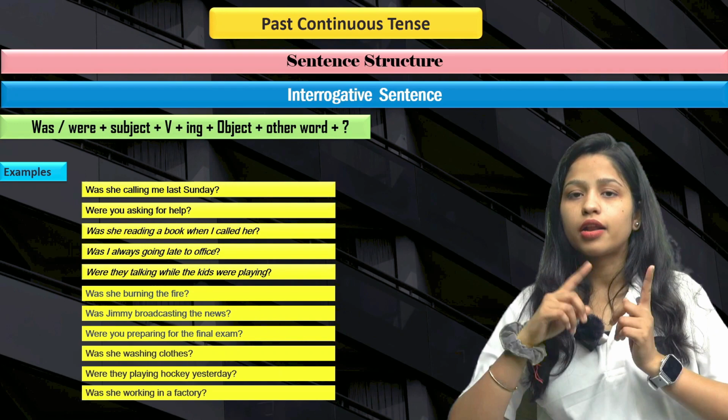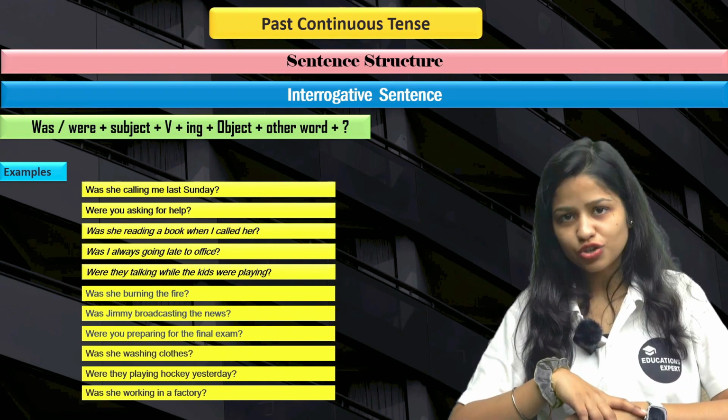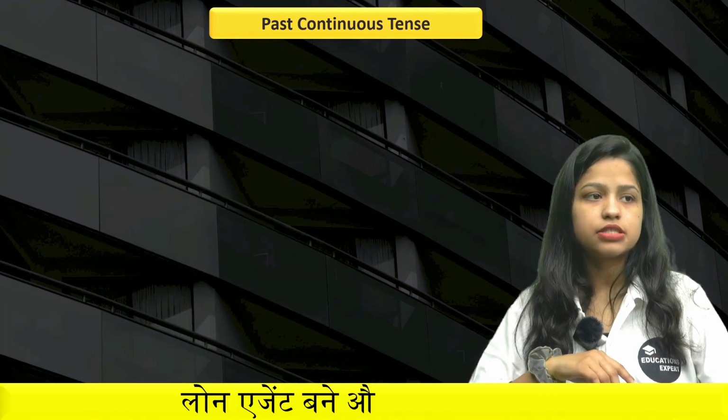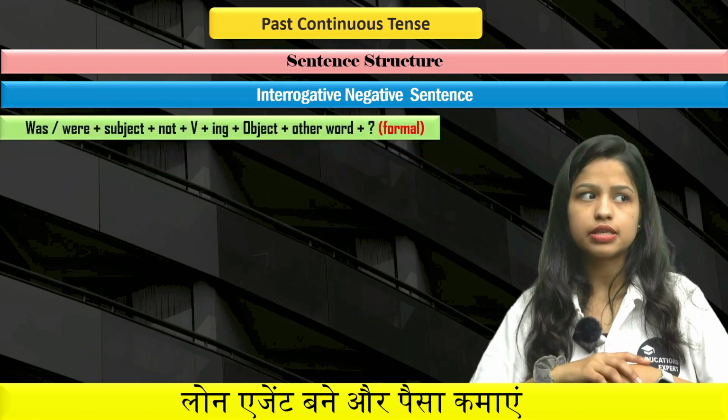Let's talk about that in the double interrogative sentences. Otherwise, first let's jump into the interrogative negative. All right, sentence structure for interrogative negative sentences. What is the sentence structure?